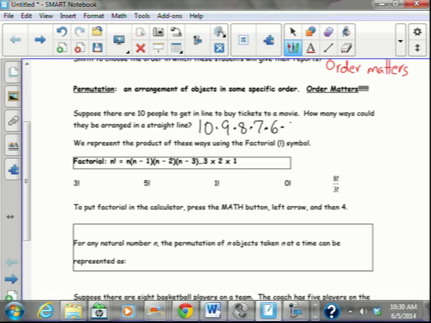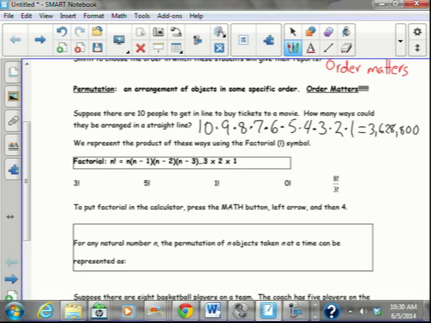Now 6 people are left. Now 5 people are left. Now 4 people are left. Now 3 people are left. Now 2 people are left. Now 1 person is left. And we want to multiply all of those together. So when we multiply all of those together, we come out with 3,628,800 ways that those people could get in line.